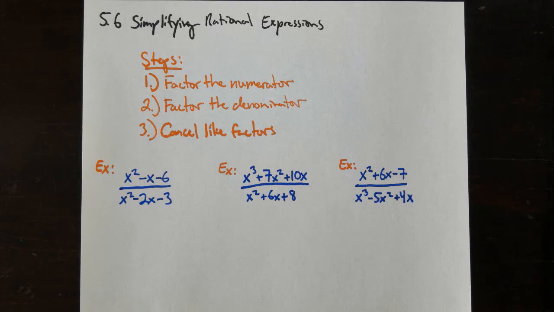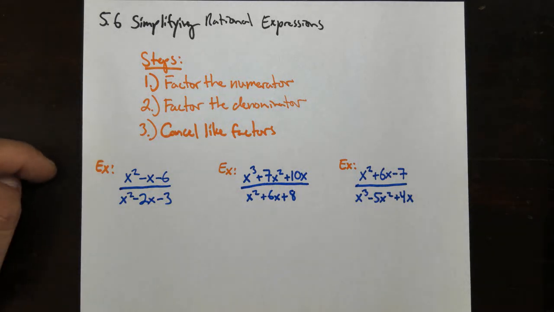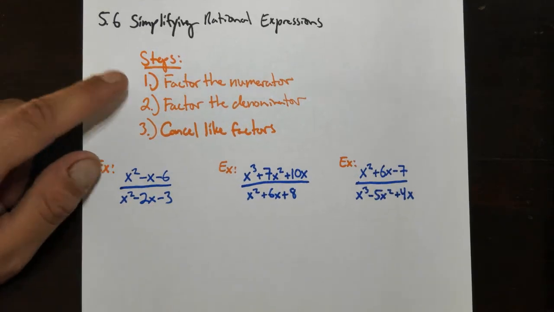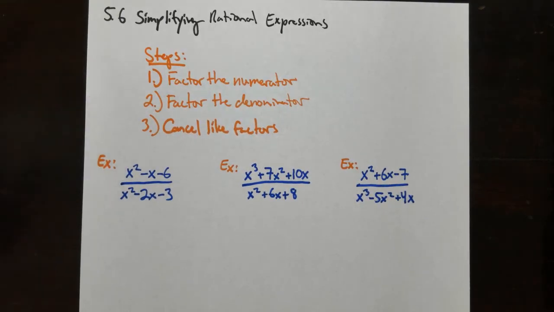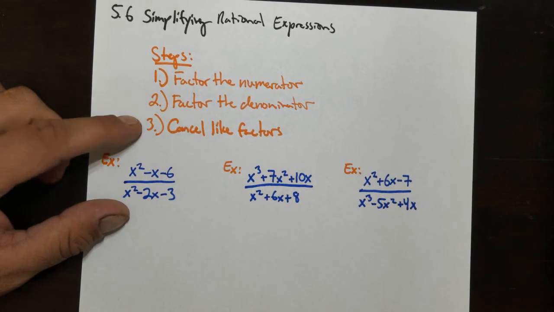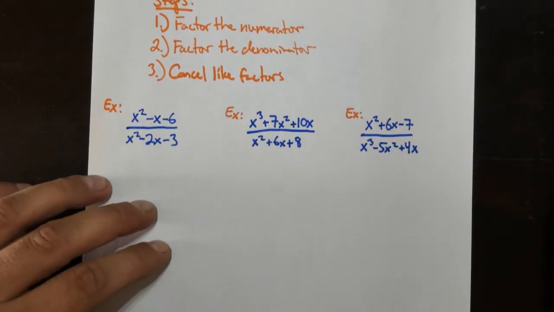So rational expressions, rational functions we've been working with, we're just going to be talking about simplifying them today. So we have three steps here, and the first step is we need to factor the numerator, or factor the top. The second step is factor the denominator, or factor the bottom, and then cancel like factors, and we'll have a simplified rational expression. So let's just get right into this.